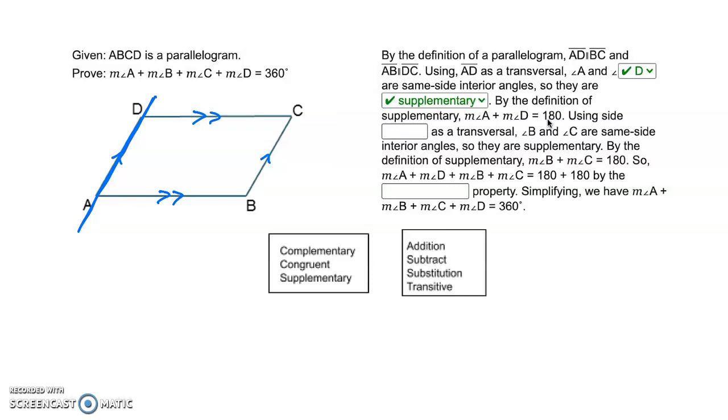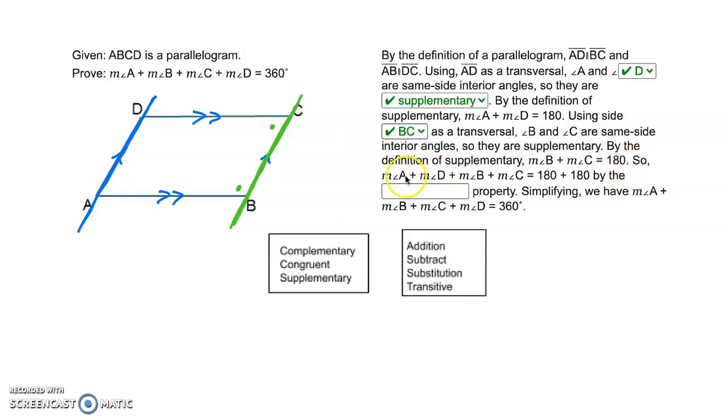Now we're going to use a different side as the transversal. We've got to choose a different side that shows B and C are same side interior angles. So here's B and here's C. Well, they are on the same side of this transversal right here between the parallel lines. So we're going to use BC as a transversal to show that B and C are same side interior angles, which are also supplementary, which also add up to equal 180 degrees.